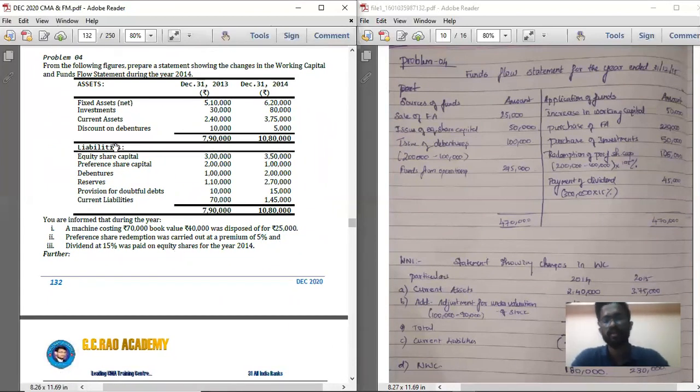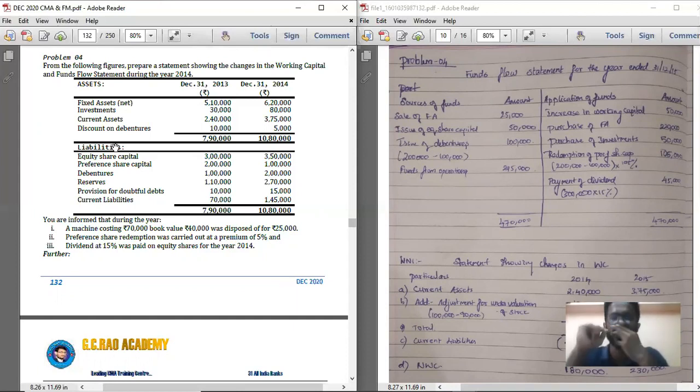Just see what all they have given. Problem number 4. From the following figures, prepare a statement showing the changes in working capital and fund flow statement during the year 2014. So assets they have given: fixed assets net, which means after depreciation, net is 5,10,000, 6,20,000. Next, investments they have given 30,000, 80,000. Current assets they have directly dumped everything into current assets. So you don't have to find separately the total of current assets. So changes in working capital become easier.